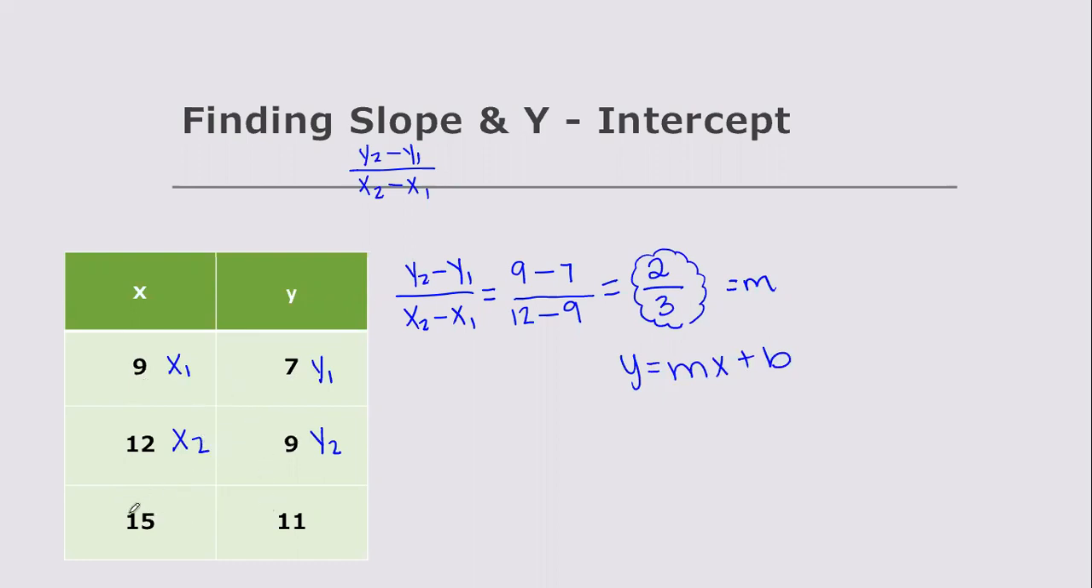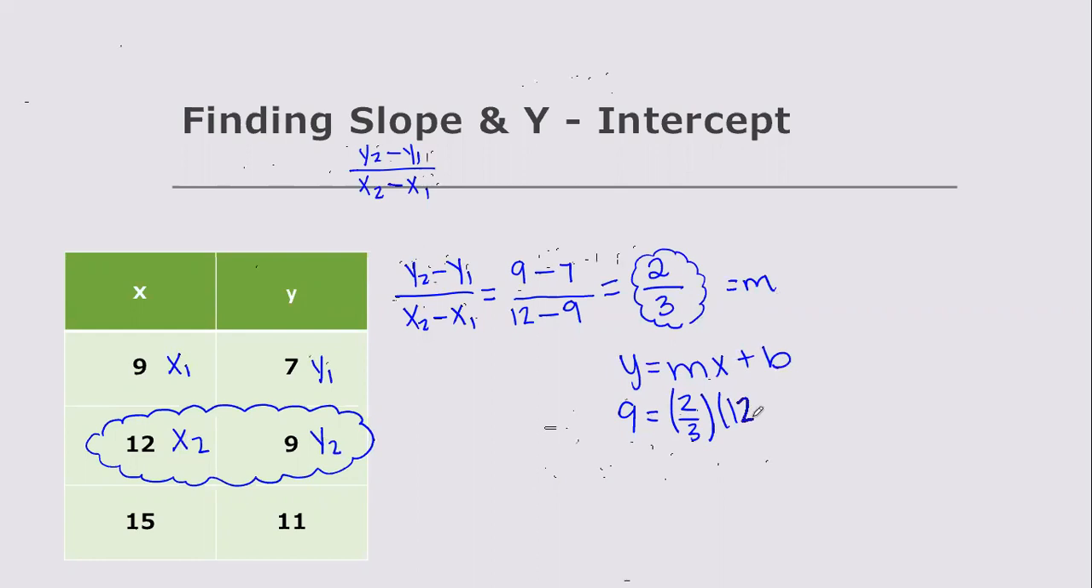I'll use 12, 9 for this one. I want to show you it doesn't matter which point you're using. So 12 is an x value and 9 is a y value. So I'm going to plug that in. So the y value we chose is 9. M, the slope we got, is 2/3. The x value we chose is 12. And then plus b.